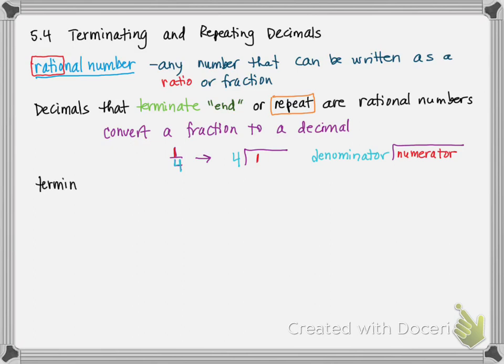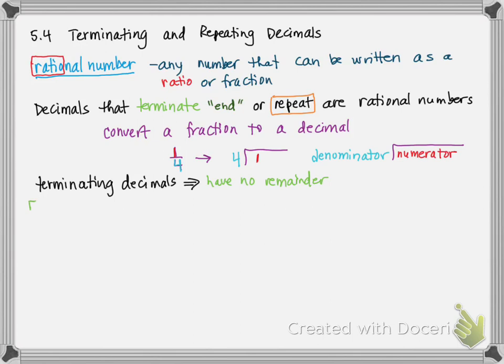Now, one last thing about terminating decimals. Because they end, terminating decimals, what makes them terminate is they have no remainder. So you may have to, once you put in the decimal point, annex a 0, bring it down and continue dividing, but eventually you will have no remainder with a terminating decimal. So let's just do a couple of these.